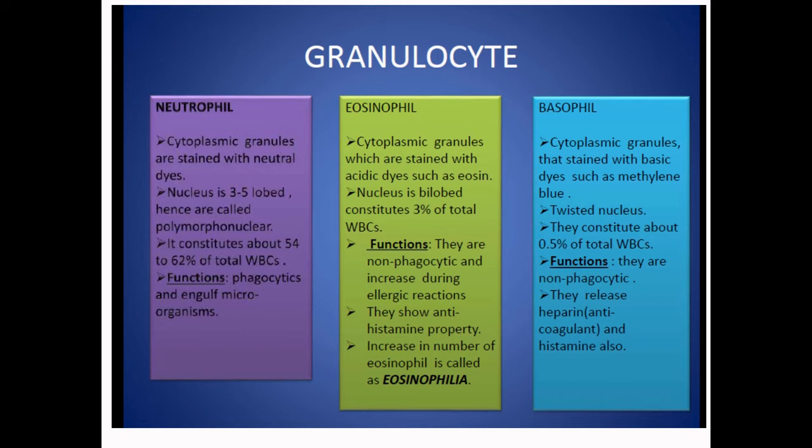The second granulocyte is the eosinophil. These eosinophils have cytoplasmic granules which get stained with acidic dyes, for example eosin. Eosin is an acidic stain. So when these cells get stained with eosin, they are termed eosinophils. The nucleus in this case is bilobed. It constitutes about 3% of the total WBCs.